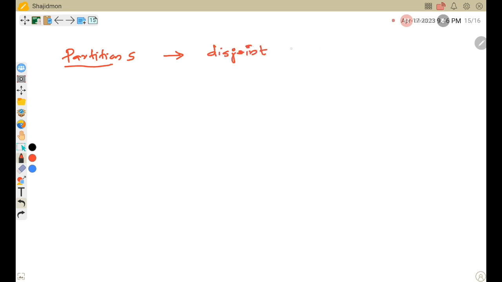Separate. Disjoint means separate. So disjoint equivalence classes, correct? So what are the disjoint equivalence classes? You can see congruence class of 0 modulo 6, because the operation is the congruence operation. That's why we call it a congruence class modulo 6, or equivalence class 0 under the congruence modulo 6 operation. Both are the same.